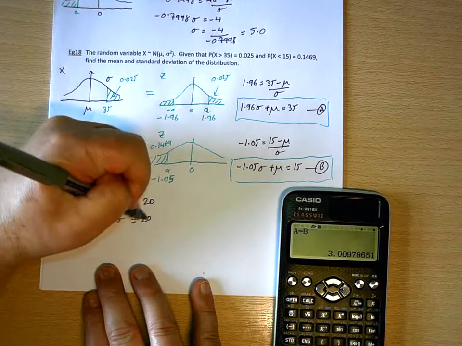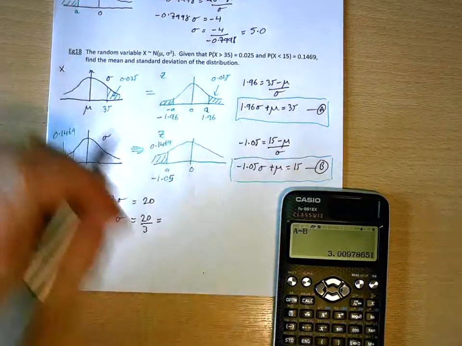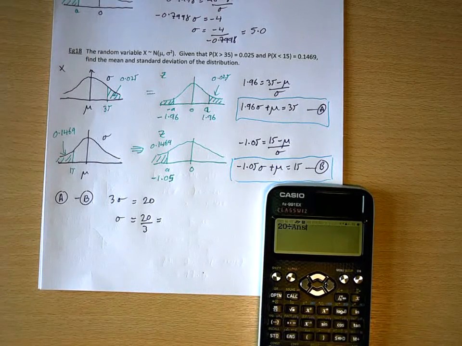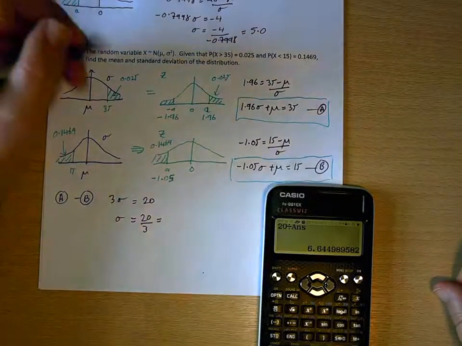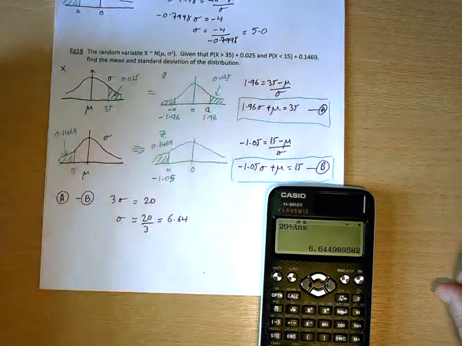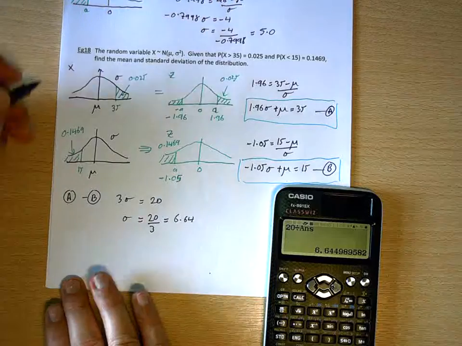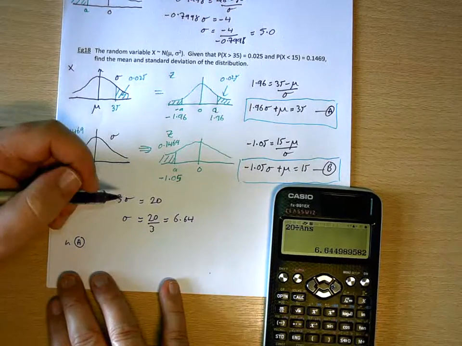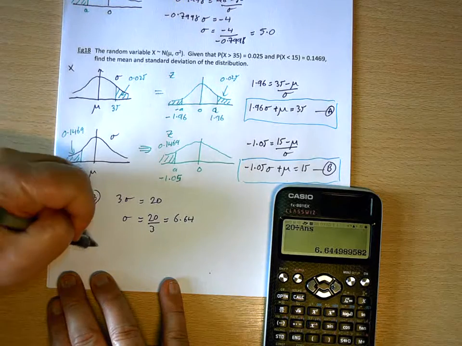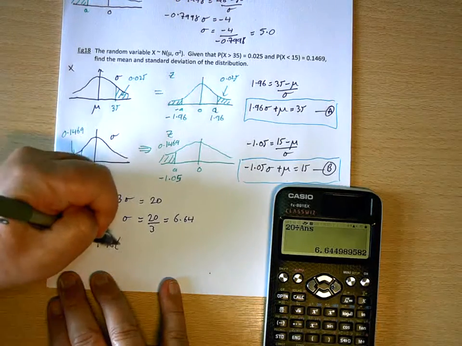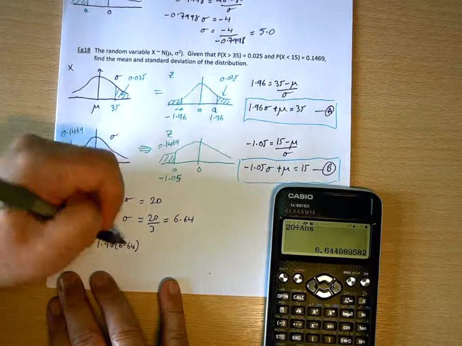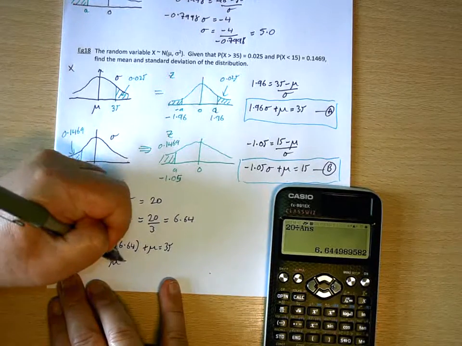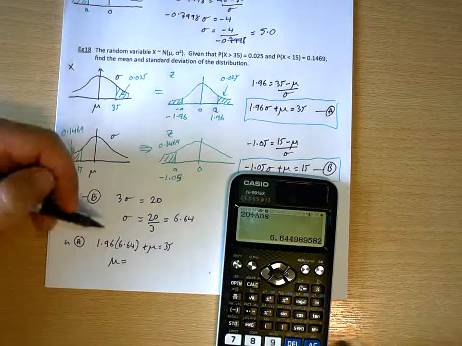So the standard deviation is 20 divided by 3, or on my calculator, 20 divided by ans, 6.64. And then if I put that in A, I get 1.96 times 6.64 plus mu equals 35.